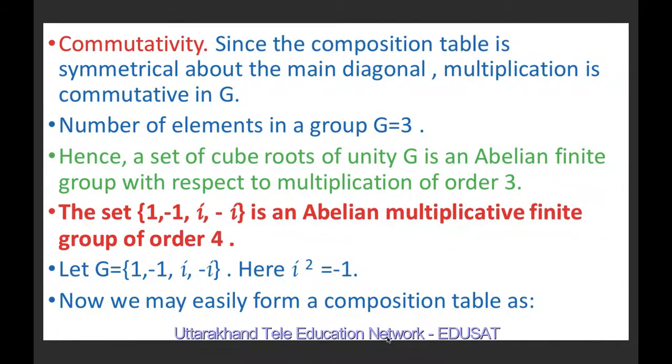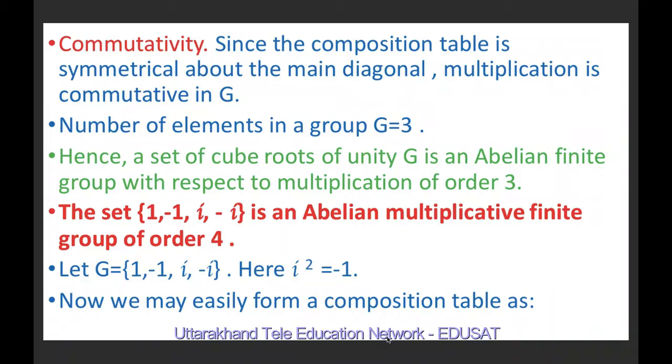Since the composition table is symmetrical about the main diagonal, multiplication is commutative in G. The number of elements in the group is 3, which are 1, omega and omega square. Therefore, the order of the group is 3. So, we have proved that the set of cube roots of unity G is an abelian finite group with respect to multiplication of order 3.